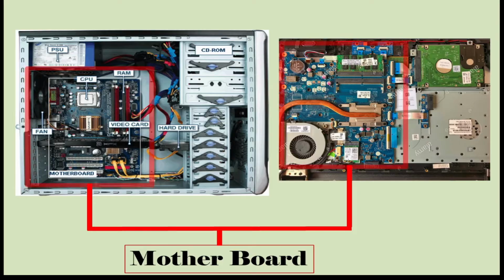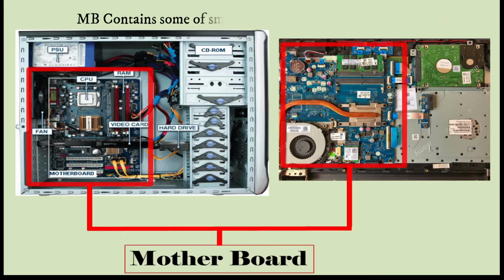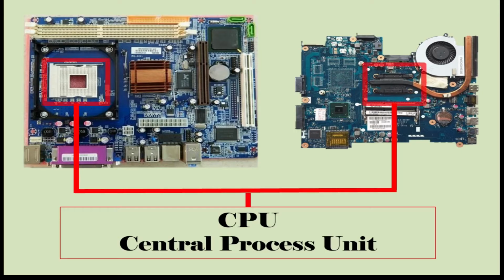Did you see the highlighted box? It is called a motherboard. Every computer has a large circuit board, and it is called the motherboard. This contains some small parts, and some of the major parts are connected to it. Such as the highlighted box where the central processing unit chip is placed. It is called the central processing unit.